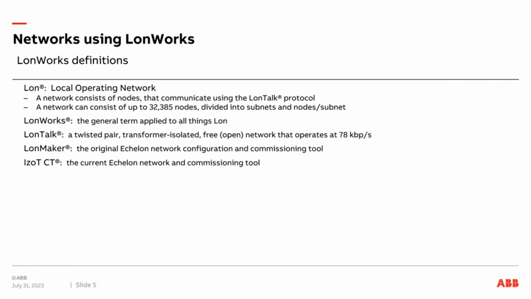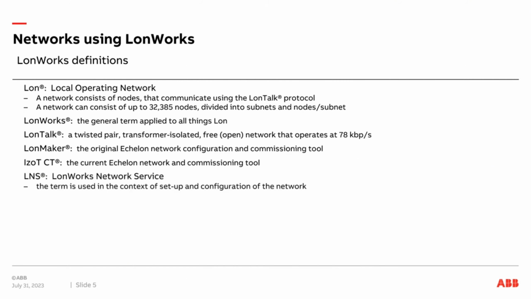Now the next two definitions are a little more uncommon to users. They refer to the tools that Echelon, the originator, has made up for network configuration. So you may have heard the term LonMaker, and that's their original tool, which has been replaced by IzoT CT, just a word that defines their new commissioning tool. Now there are other network configuration tools out there. I'm just using the terms that Echelon has set up and uses in their literature. They also use a term called LNS, which is pretty obvious in the fact that it's LonWorks Network Service. And I don't see it as much as I used to, but the term is used in context of how you set things up and configure your network.